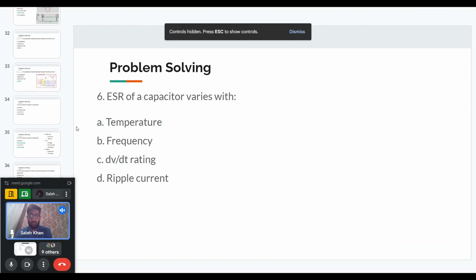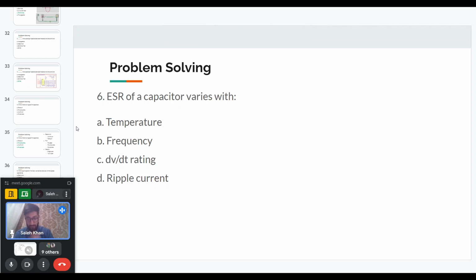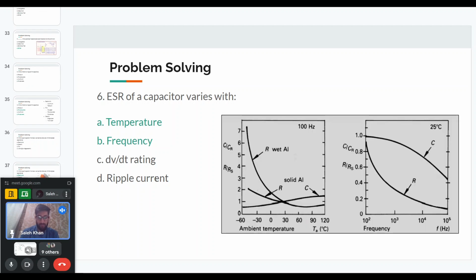So next we have a question about the ESR of the capacitor, and it varies with which of these aspects: the temperature, the frequency, the dVdt rating, or the ripple current. This question is basically talking about how once we have a capacitor, it will have a particular ESR, but this ESR will not be constant. It will actually show variation with respect to one or more of these aspects. This was covered in the main course.